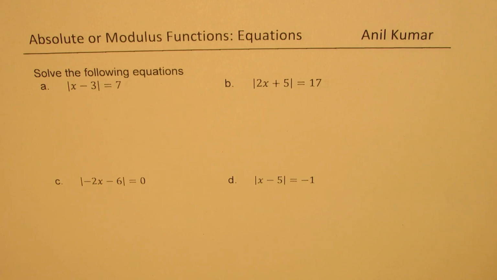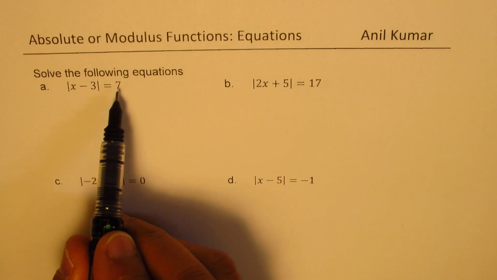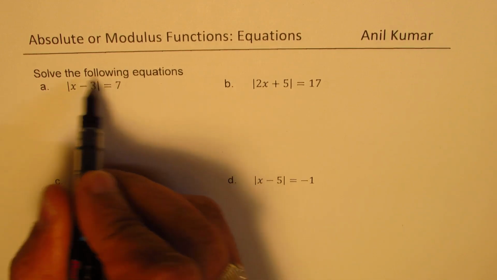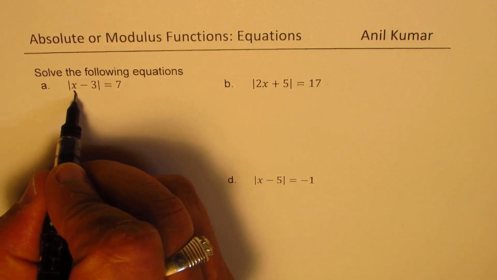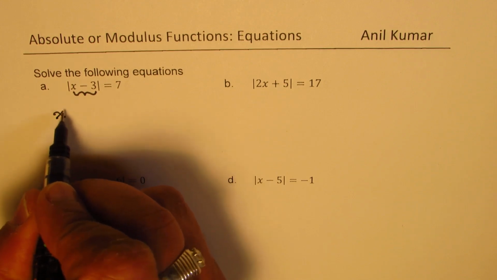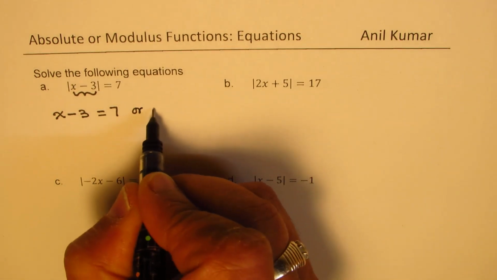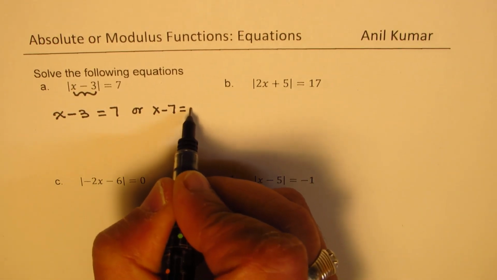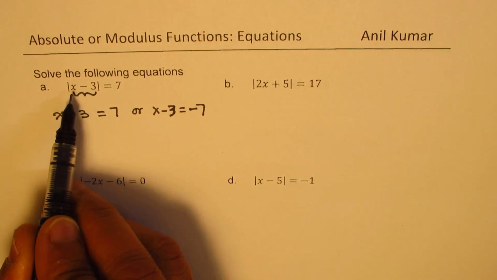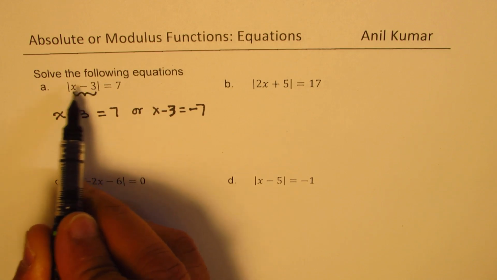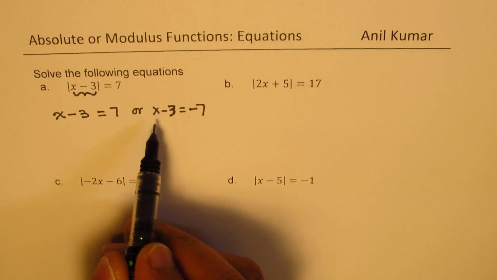The very first example here is absolute value of x minus 3 is equal to 7. Now, that really means that we have two solutions, and this value inside, x minus 3, could be equal to 7, or x minus 3 could also be equal to minus 7, since x minus 3 and 3 minus x both will give you the same answer. You get the idea, right?